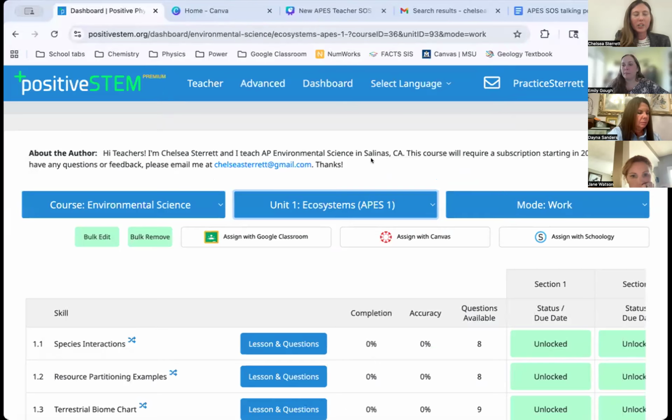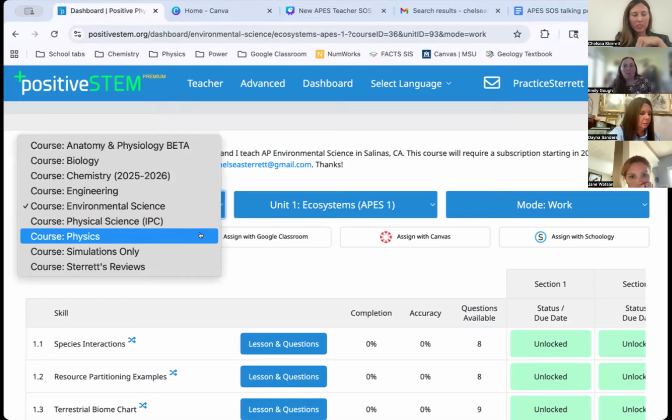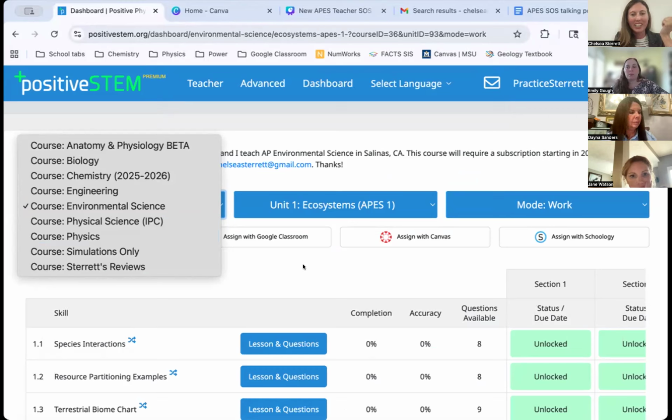Okay, so positivestem.org, I'll tell you guys a little bit more about this, but I created this as a resource. I had been using the program for physics. So physics was the original course on here. And then I reached out to the site creator and said, this would be really cool if you guys had something like this for environmental science. And then he encouraged me to figure out how to make it. So that's where we are now. It's still continuously a work in progress.